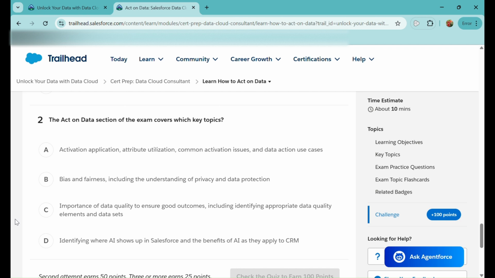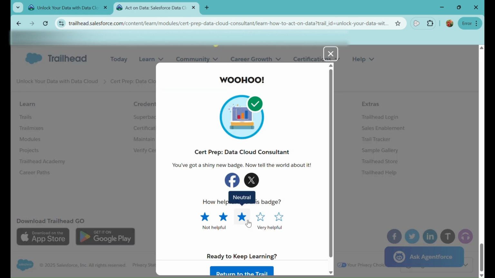First option is activation application, attribute utilization, and common activation issues along with data action use cases. Second option is bias and fairness, including the understanding of privacy and data protection. Third option is importance of data quality to ensure good outcomes, including identifying appropriate data quality elements and data sets. And the last option is identifying where AI shows up in Salesforce and the benefits of AI as they apply to CRM. So first option is the correct one. Let's check.